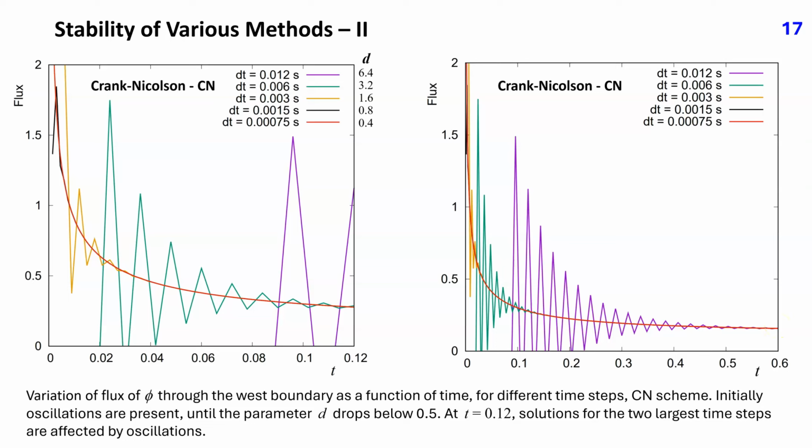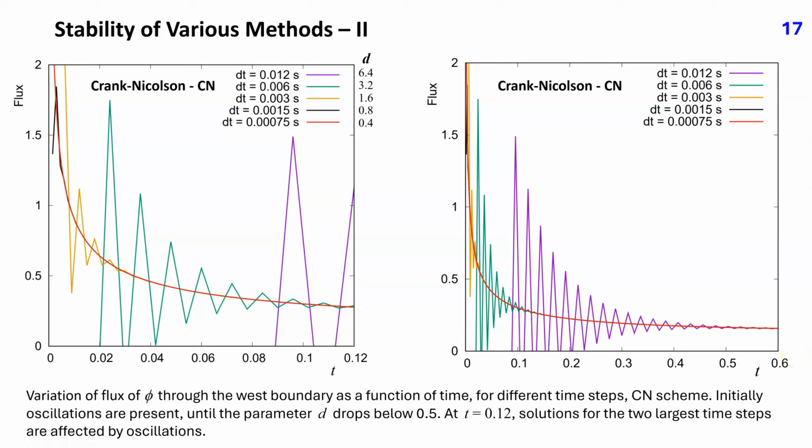As the time step is reduced, the amplitude of oscillations is also reduced, as well as the time before the oscillations die out. The left figure shows the zoom until t equals 0.12 seconds, while the right figure shows the variation until t equals 0.6 seconds.